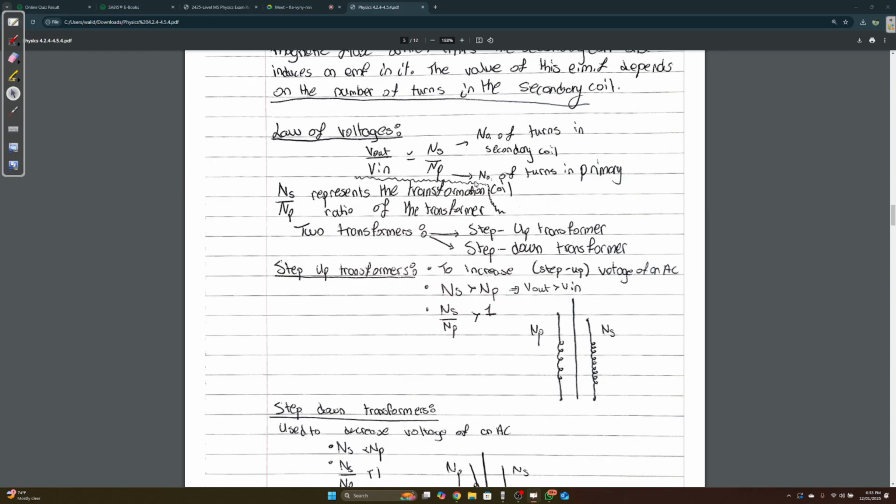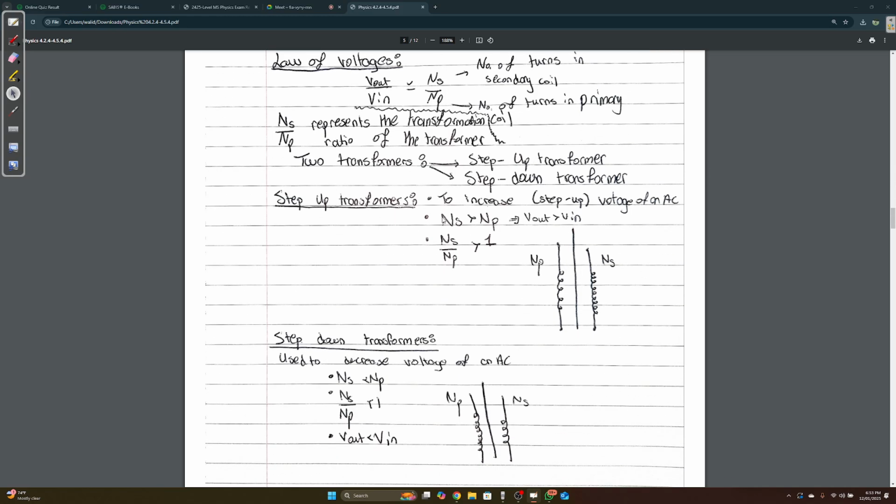NS over NP represents the transformation ratio of the transformer. I meant to put it in a box. Sometimes they just tell you the transformation ratio of the transformer is 4. You could see that in a question like this. Then you just replace all of NS over NP by 4.